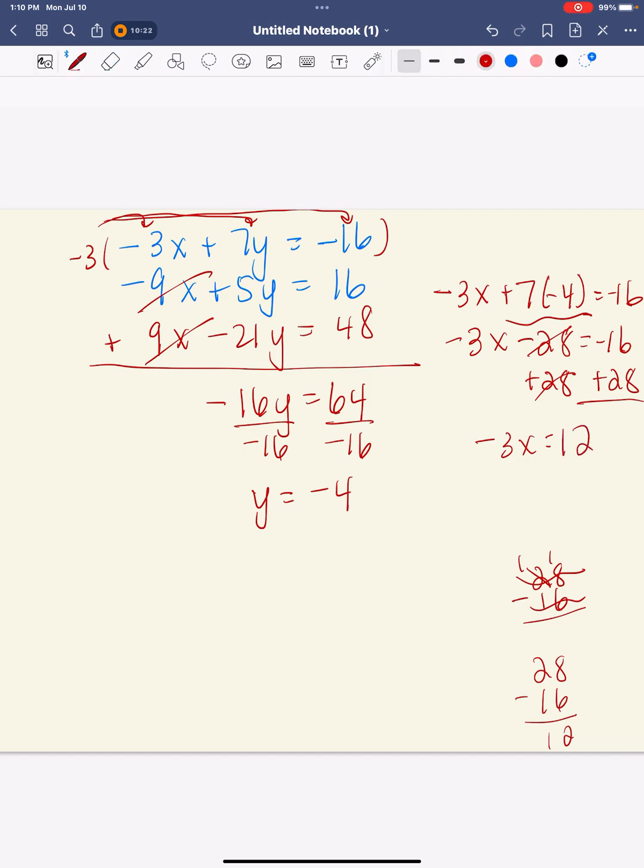And then when I divide, x is negative 4. All right, sorry about that. So now my point of intersection is negative 4, negative 4. This is your place of intersection of those two lines. All right, so that takes care of that.